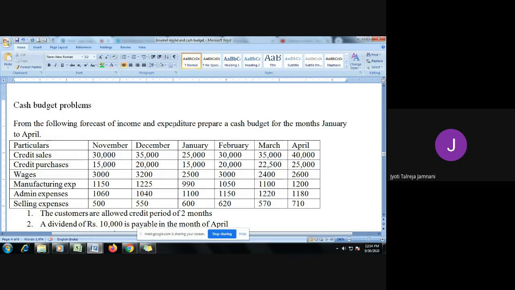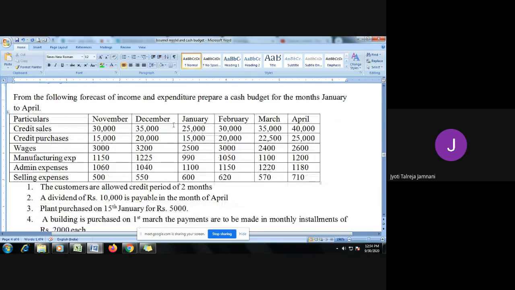So this is the problem. They have given you the forecasted expenses for income and expenditure in the question, and they have told you to prepare a cash budget from the months Jan to April. So we have to prepare it for Jan to April. Okay, so let's start working on that.